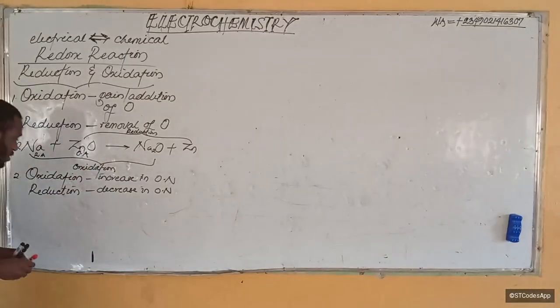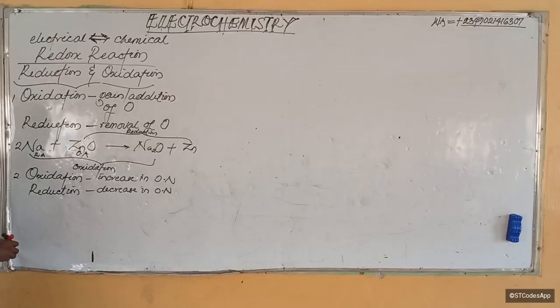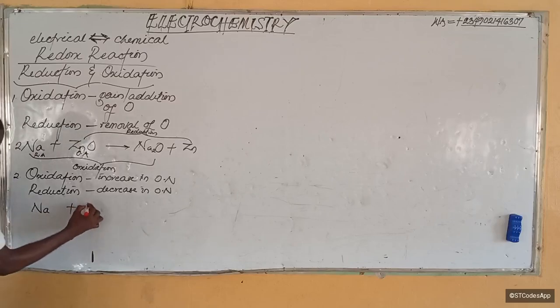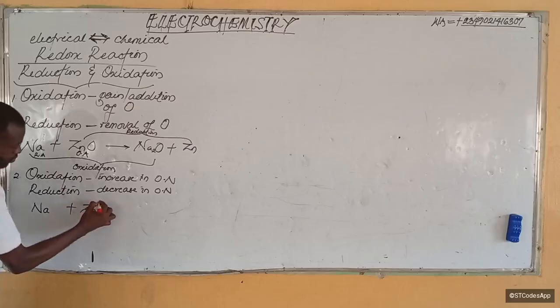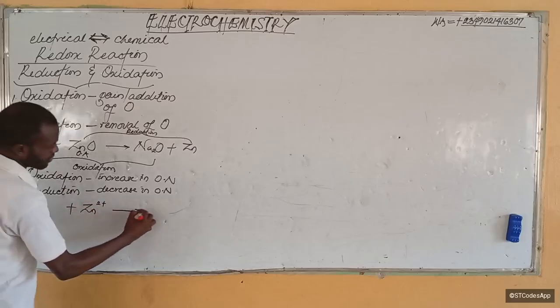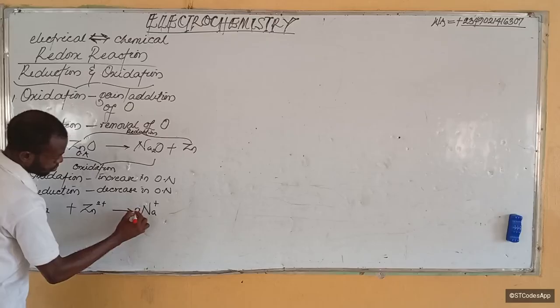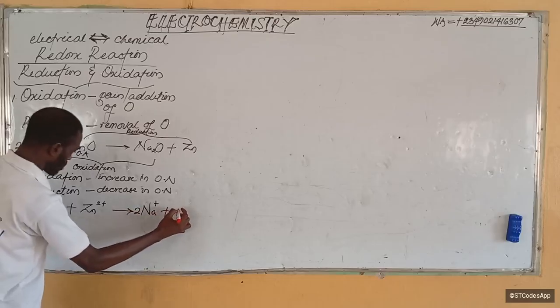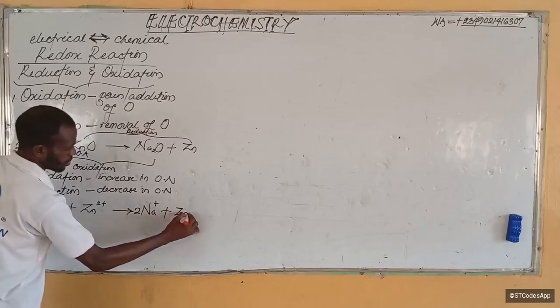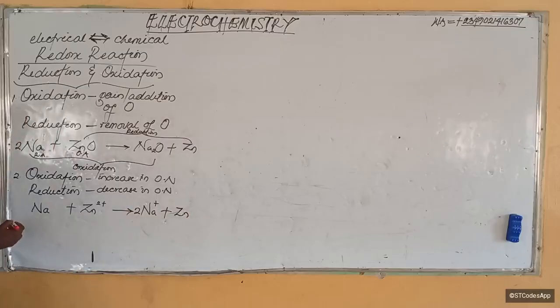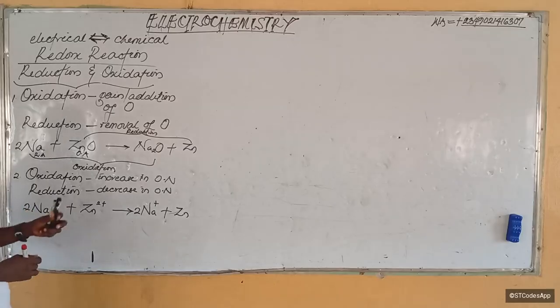Then the last definition that you need to know is... I could even show you a simple equation here. For example, look at Na here plus zinc 2 plus, to give Na plus, or 2Na plus zinc. So, if I wanted to balance this, I'll put 2 here. Now watch, look at this ionic reaction.